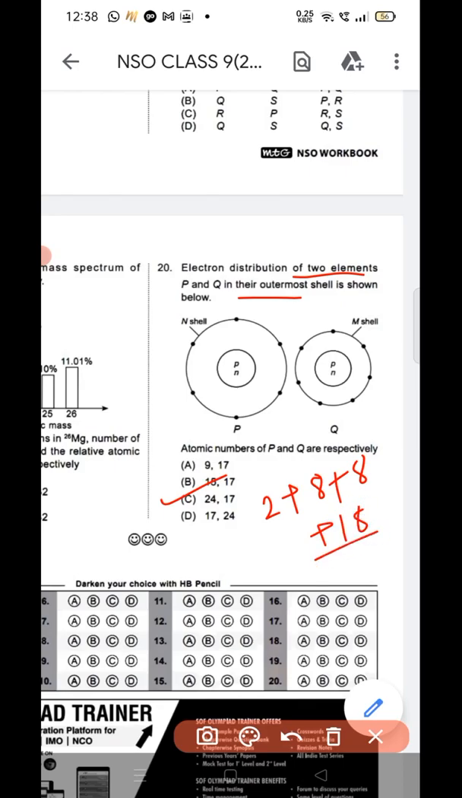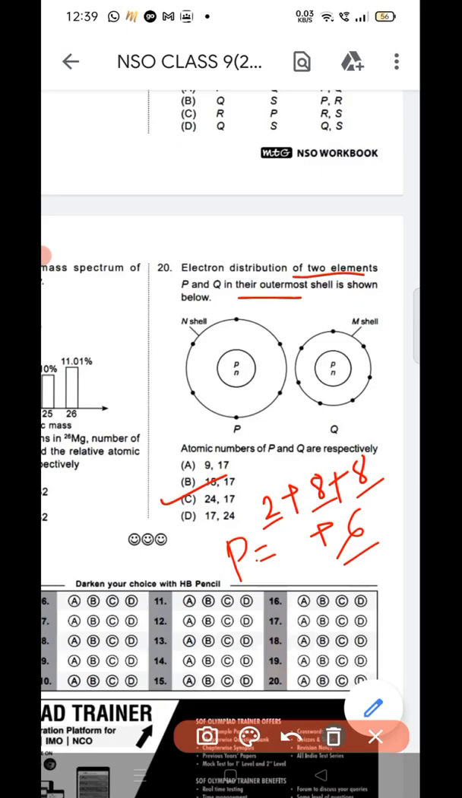So that is 2 plus 8 plus 8 plus 6. This is for P, because the first shell always contains 2, second 8, third 8, and the fourth shell contains 6 electrons. So the total number of electrons is 24, which is equal to the atomic number.